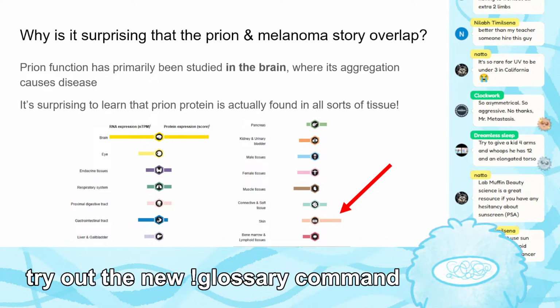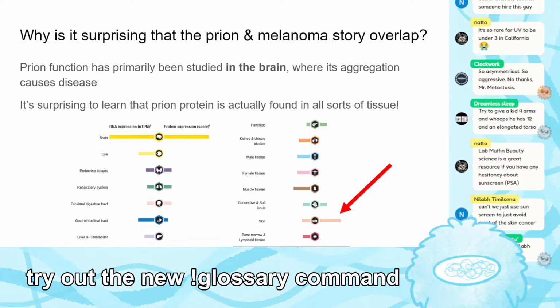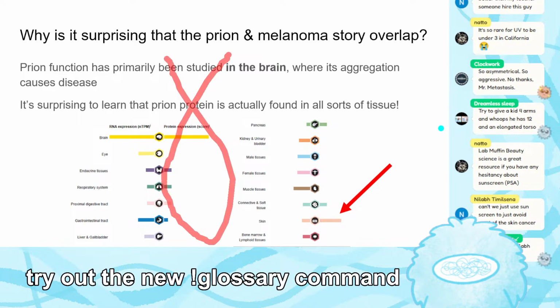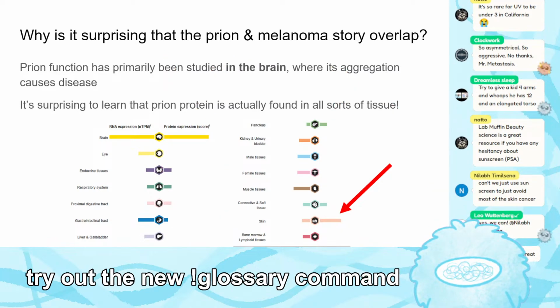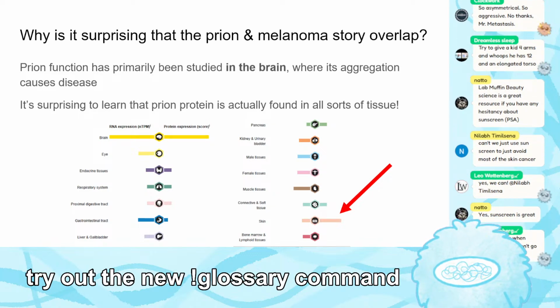Because we only know, or at least I at the time only knew about its function in the brain. And on the right, we see protein. So it's important to note that protein does not necessarily line up with the amount of RNA, right? Protein expression can be regulated at a couple of different levels, including DNA level, RNA level, and protein level and after protein level.